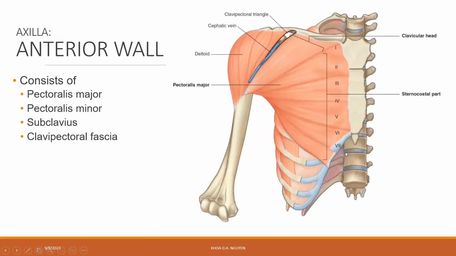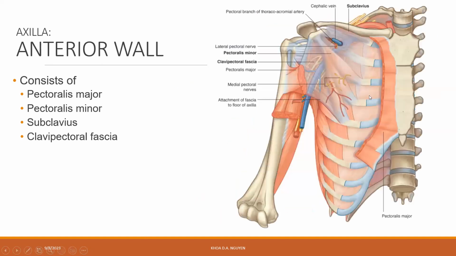All right, so now let's talk about the anterior wall. The anterior wall is going to consist of the pectoralis major muscle right here, the pectoralis minor muscle, which is a little bit deeper to this, as well as the subclavius muscle, the very tiny muscle that sometimes is absent, up here inferior to the clavicle, as well as the fascia called the clavipectoral fascia.